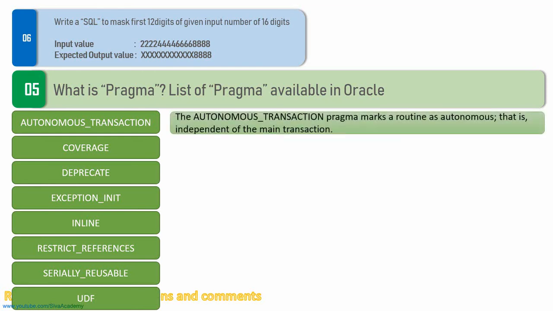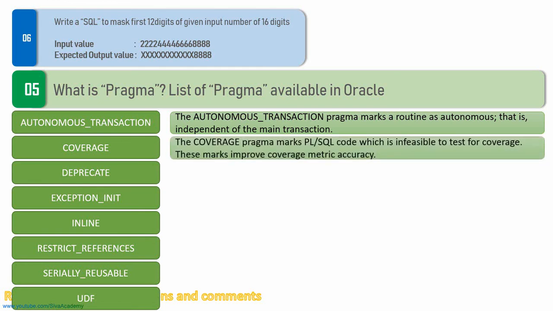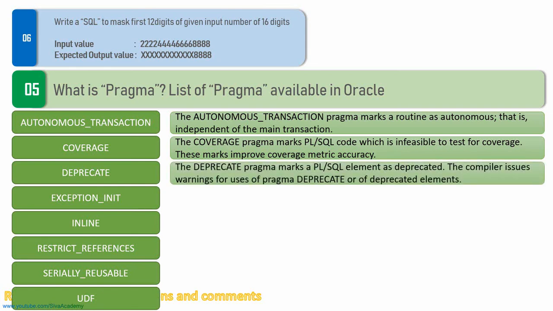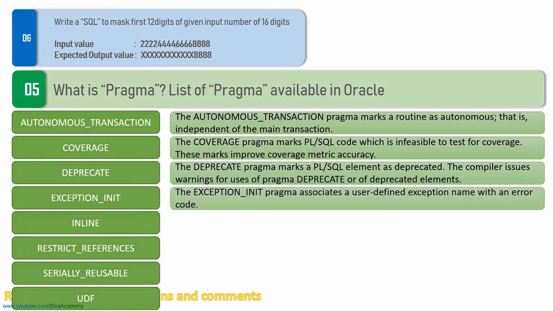Whenever we say an autonomous transaction pragma, those particular units will be executed as a separate child transaction from the main transaction. The coverage pragma is basically to say that a particular piece of code should be excluded from the code coverage, so that it will improve the code coverage metrics. The deprecate pragma is basically to say a particular piece of code is going to be deprecated, so that whenever we compile code with the warning setting enabled, it will throw compile time warnings. The exception init pragma is basically to associate a user defined error message or an Oracle unnamed exception to a name.